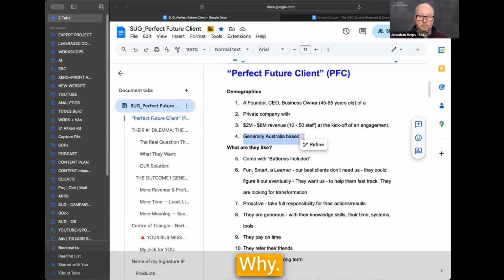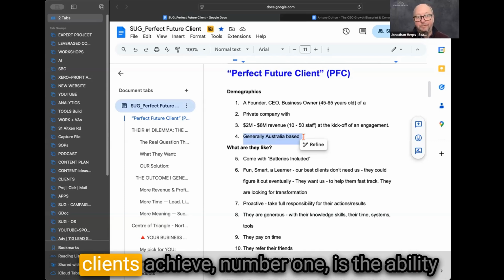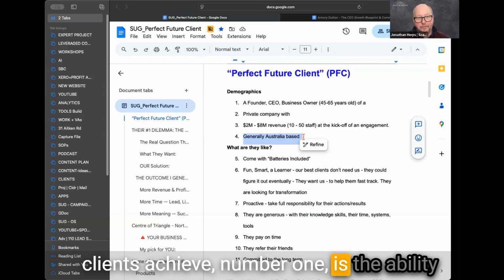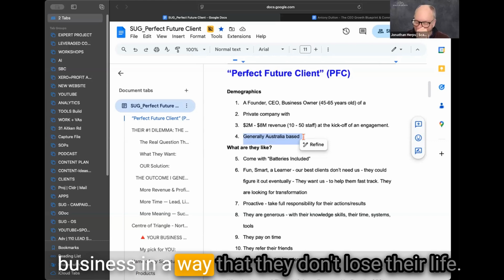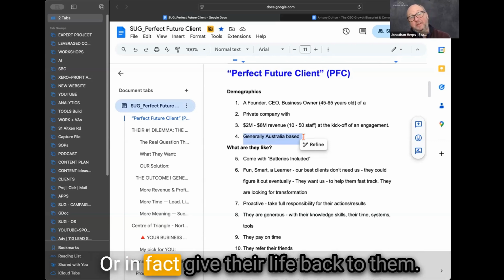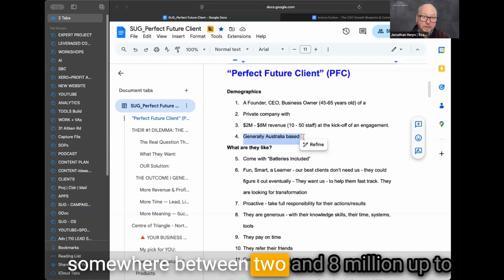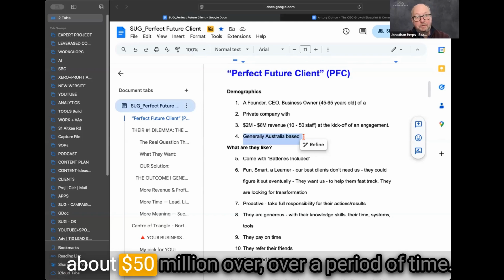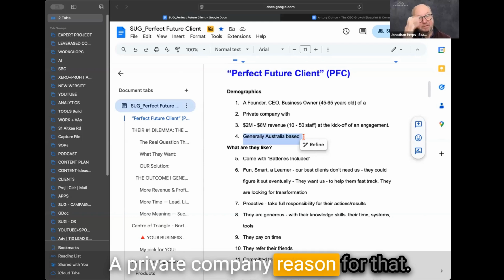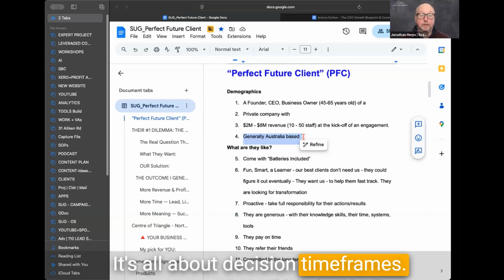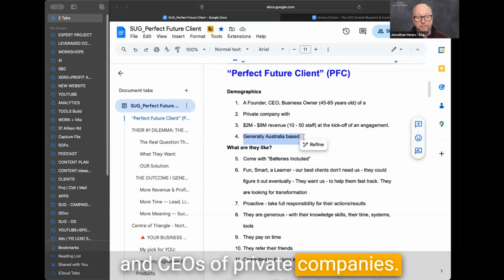Now, why 45 to 65? One of the key things that I help my clients achieve, number one, is the ability to scale their business, but to scale their business in a way that they don't lose their life, or in fact, give their life back to them. We're looking to take a client from somewhere between 2 and 8 million up to about $50 million over a period of time. A private company: the reason for that is all about decision timeframes. I've done a lot of work with public companies. I prefer working with founders and CEOs of private companies.